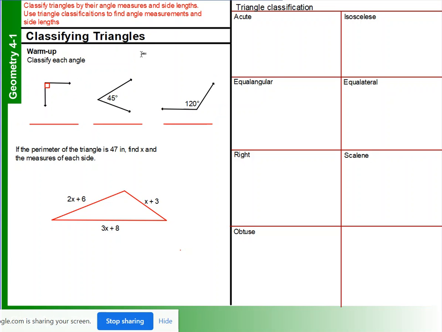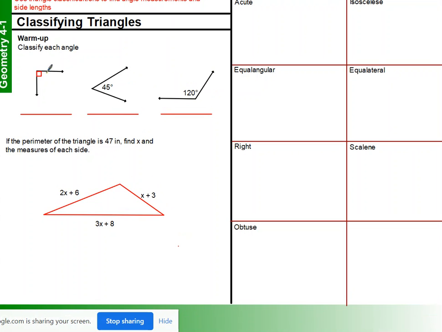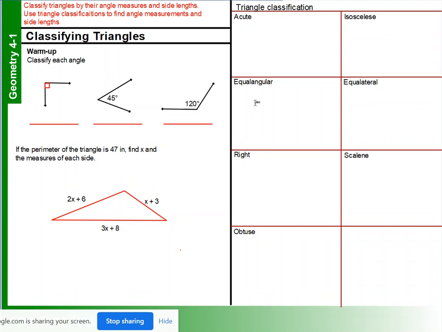Classify each of these angles as right, acute, or obtuse. And then find the value of x if the perimeter is 47 inches. All right, so what angle do we have right here? This is a right angle. And again, what is a right angle? 90 degrees. Okay, what kind of angle do we have here? Acute. And an acute angle is? Under 90 degrees. All right, how about this one? Obtuse. Greater than 90 degrees.